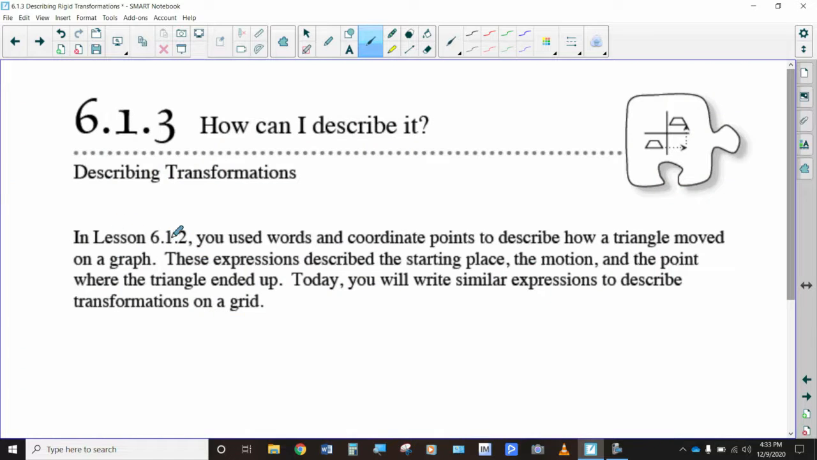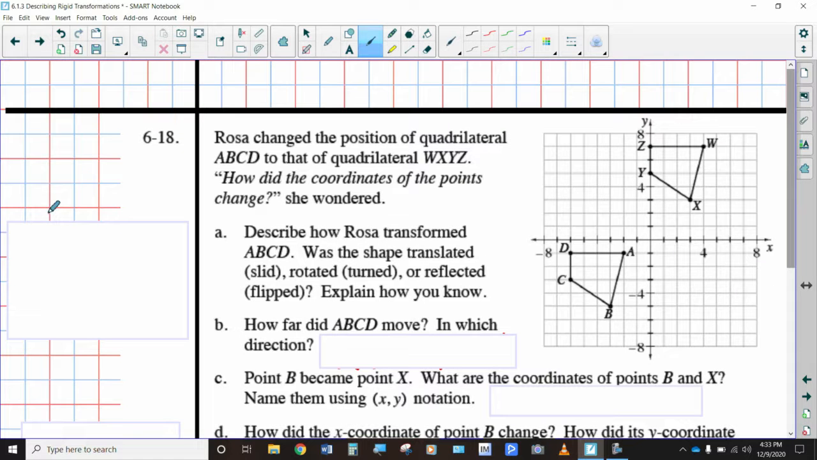All right, so in lesson 6.1.2, you used words and coordinate points to describe how a triangle moved on a graph. These expressions described the starting place, the motion, and the point where the triangle ended up. Today, you will write similar expressions to describe transformations on a grid. All right, so let's take a look at this right here. It says Rosa changed the position of quadrilateral ABCD, here's quadrilateral ABCD, to that of quadrilateral WXYZ. How did the coordinates of the points change, you wondered?